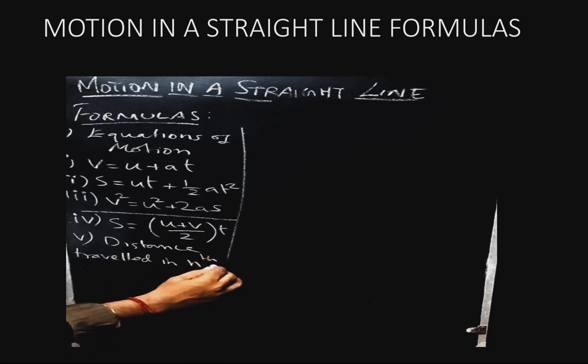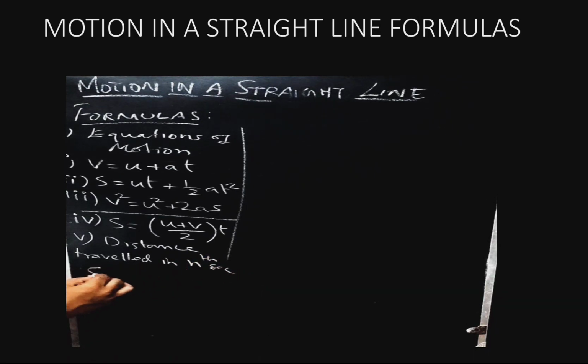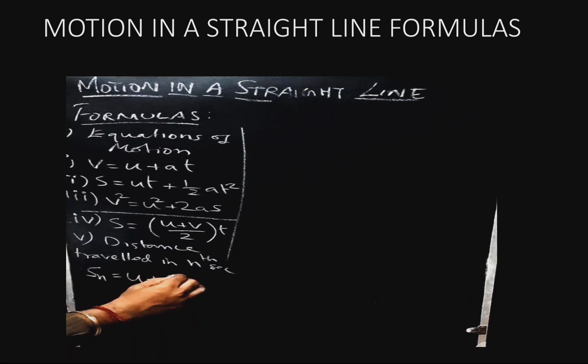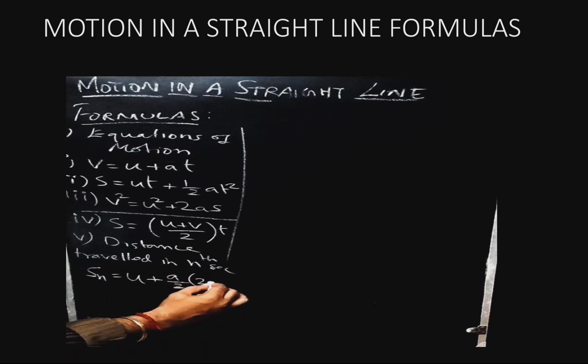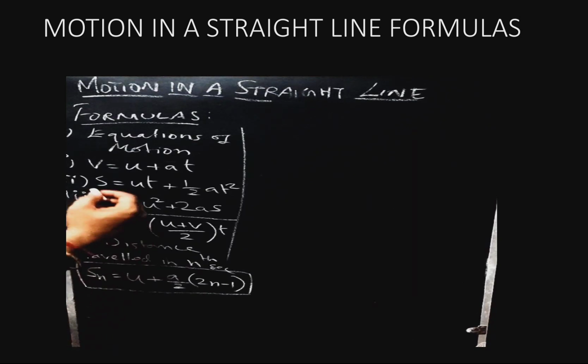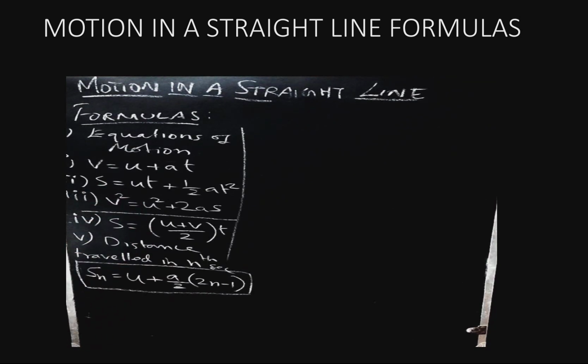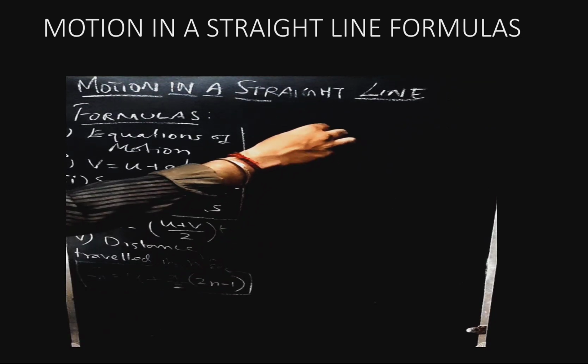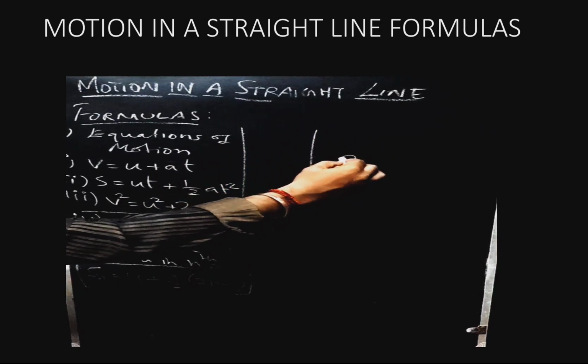Now the formulas are what we are going to discuss. Distance traveled in the nth second is given by Sn, where Sn is nothing but displacement. Sn is equal to u plus a by 2 into 2n minus 1. Sn is equal to u plus a by 2 into 2n minus 1 is the fifth formula we are going to discuss. So that is the expression. So these are the 5 equations of motion we are going to discuss.